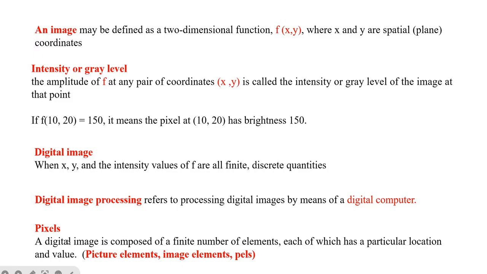Suppose, for example, you have a checkerboard. In the checkerboard, you will have small squares. Each square you can consider as one pixel, and the color of each square defines the pixel intensity, and all the squares together form the digital image.